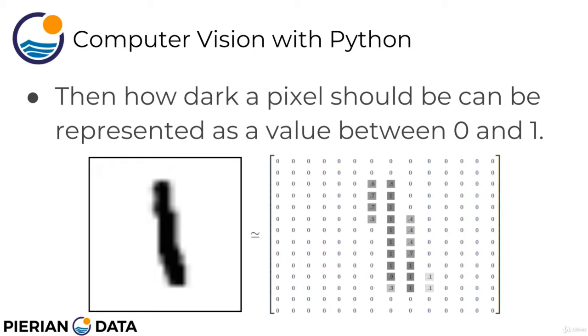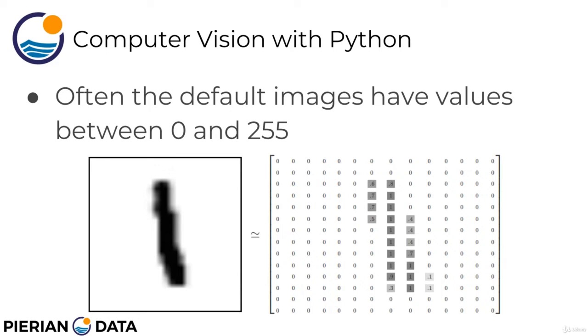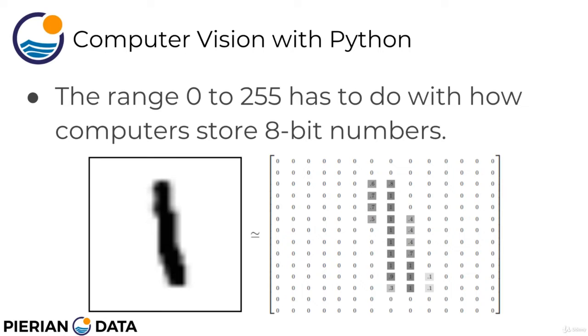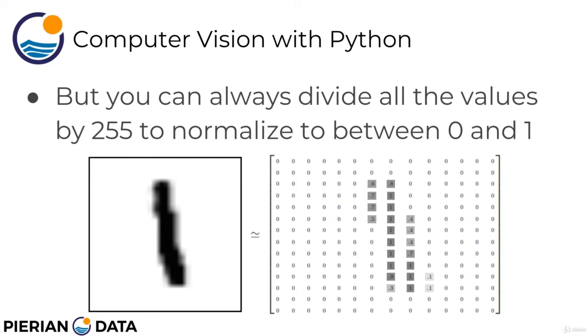You'll notice here we have a number 1 as the handwritten digit, and where it's darkest, it's represented as a single digit 1, and where it's completely white, it's represented as 0. Now, often default images, when you actually read them in, have values between 0 and 255, where 255 is the highest or brightest value, and 0 is the darkest. The range 0 to 255 has to do with how computers store 8-bit numbers. That's a bit outside the scope of this course, and we really don't need to understand it, but at the end, I'll show you a couple of links that you can check out for more information.